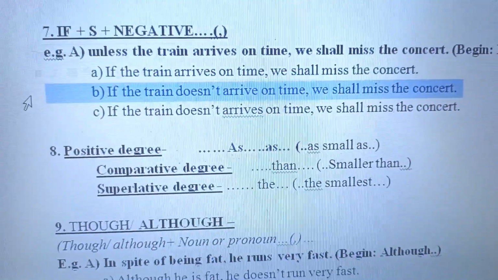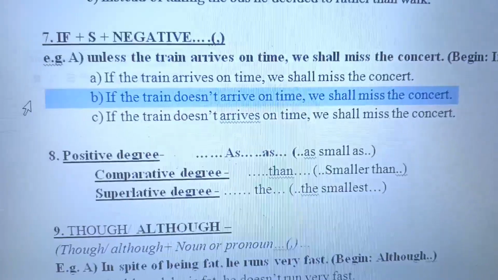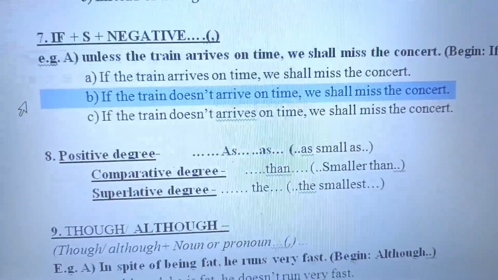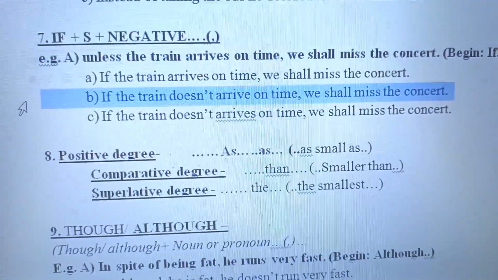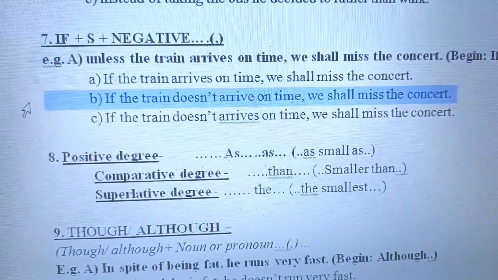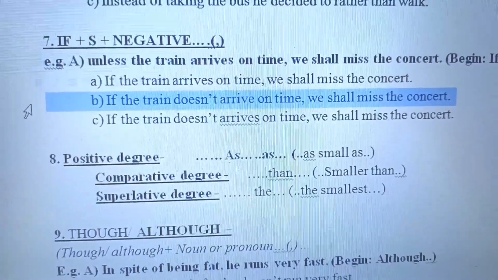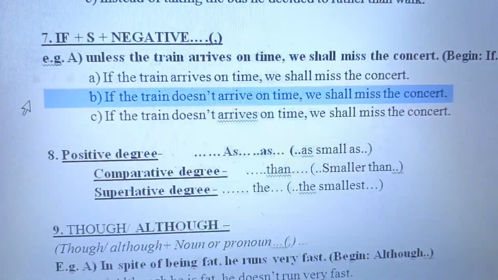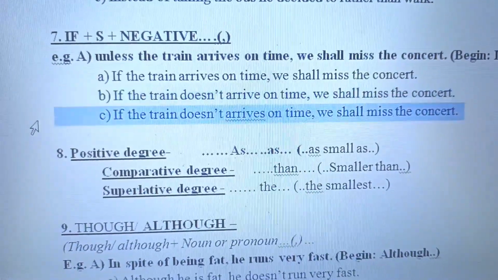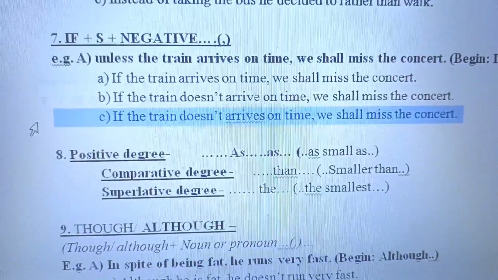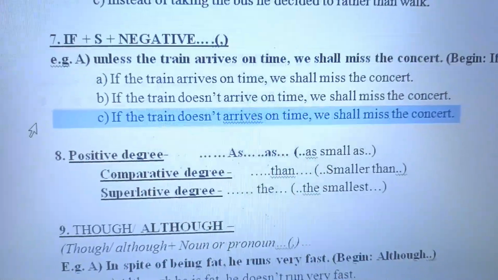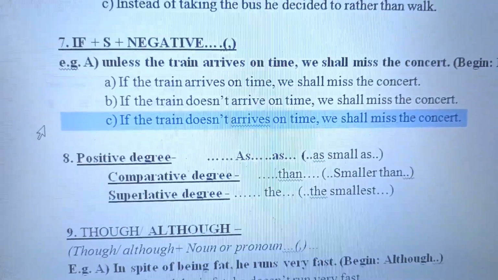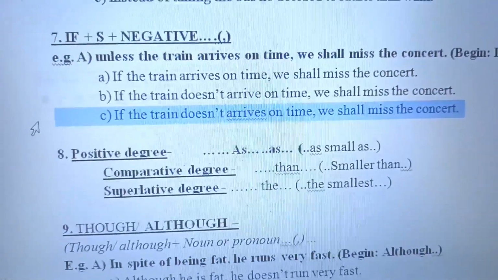Option B, let's see. If the train does not arrive on time, we shall miss the concert. So here, the if condition is there, the subject, the train, is there, negative sentence, does not arrive on time, comma, we shall miss the concert. So option B is correct. Whereas option C, if the train does not arrives on time, here the grammatical mistake is there. Does not arrive is correct, arrives is not. That's why option C is wrong.